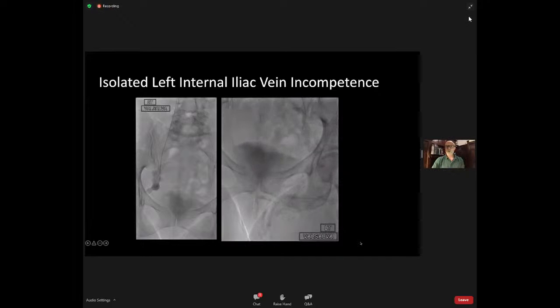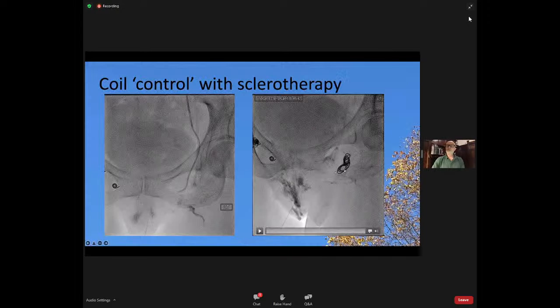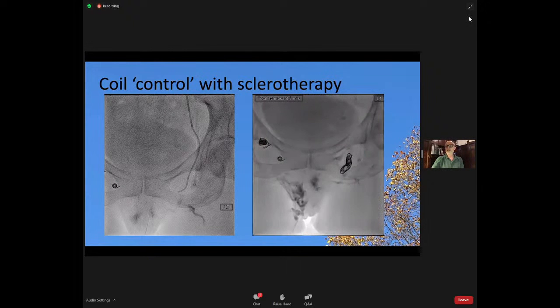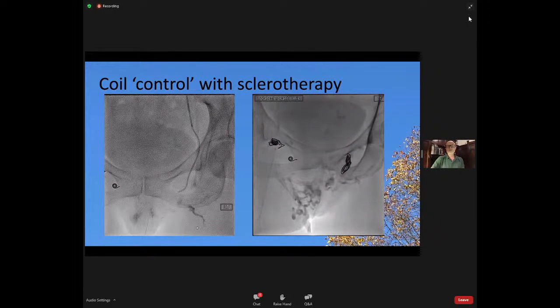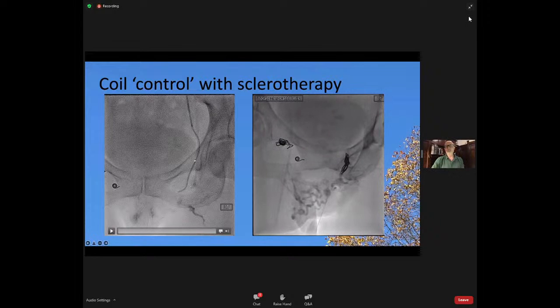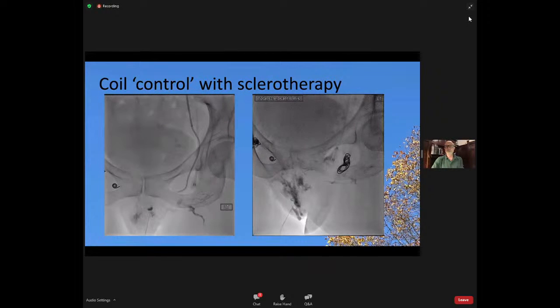And so we went on to treat that. And we can see we use a combination of coil, but mostly sclerotherapy. And we're using sclerotherapy with direct stick to the vulval varices, and also through the catheters in our internal iliac vein, going through that large incompetent pudendal vein. So these can be complex to treat, and you often have to come at them from many different angles.